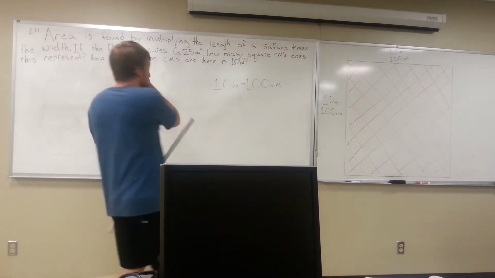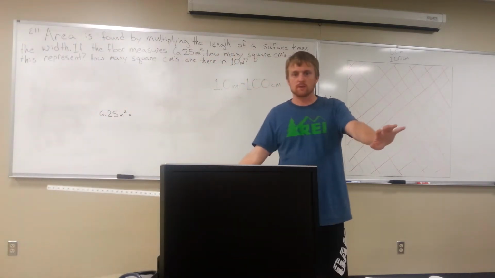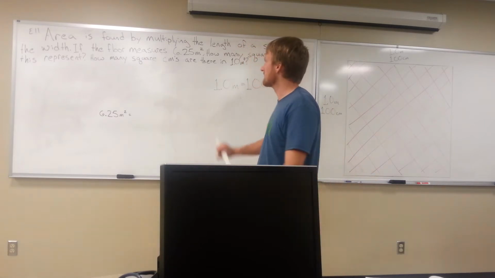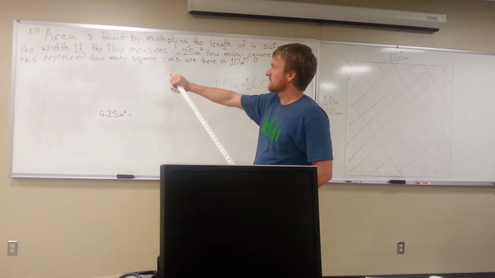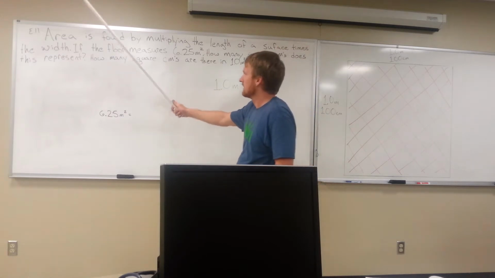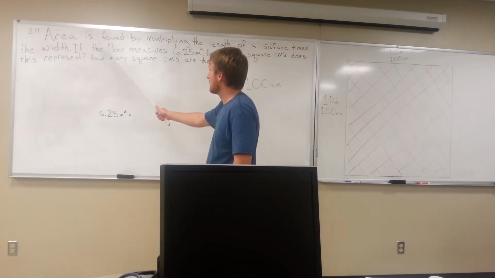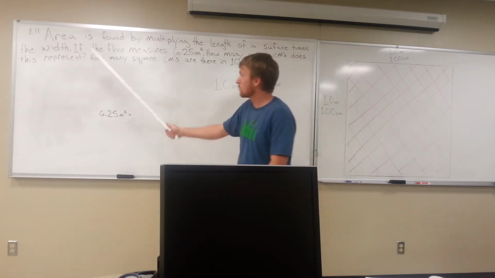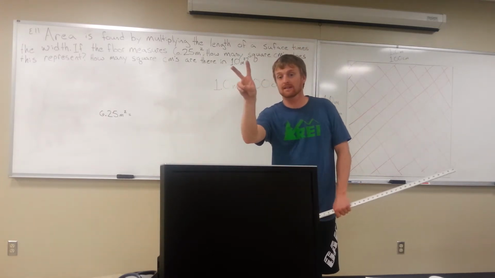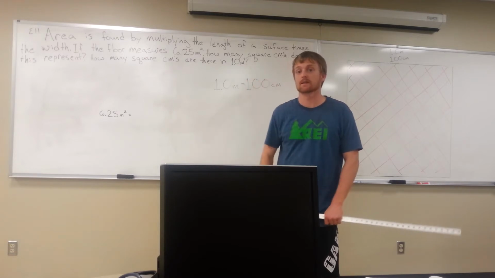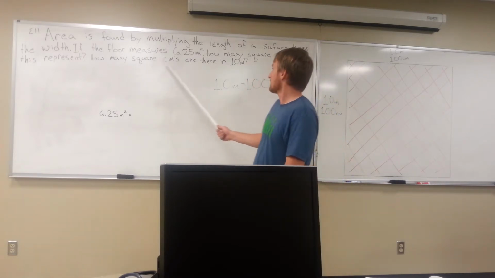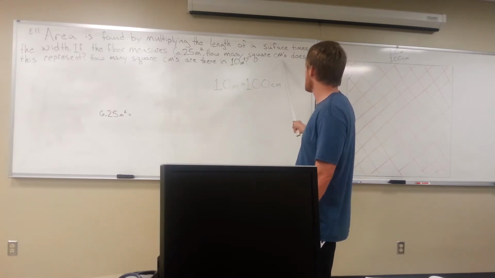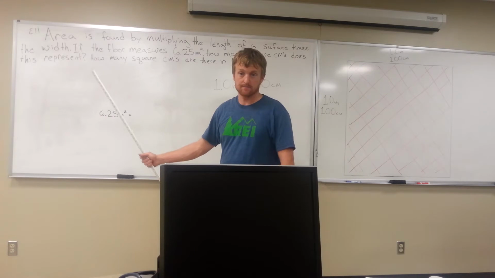So, two dimensions, right? And what we're doing now is, out of Chapter 1, Exercise 11, let me read it to you. Area is found by multiplying the length of a surface times the width. All right, length times the width. Two dimensions, two aspects. If the floor measures 6.25 square meters, how many square centimeters does this represent?